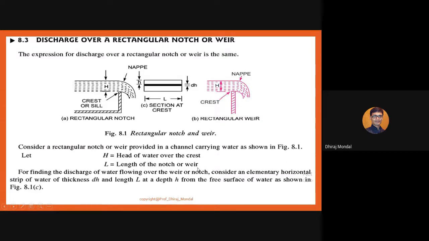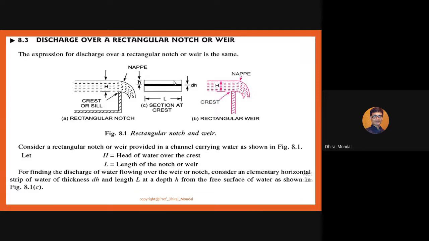So here you can see we need to calculate the discharge, and discharge Q is equal to area into velocity. You know, Q is equal to area into velocity. So if I am taking this small strip, then what will happen? The dQ will be the small discharge. dQ is equal to the area of the strip, that is L into dh, and the velocity is root over 2gh.